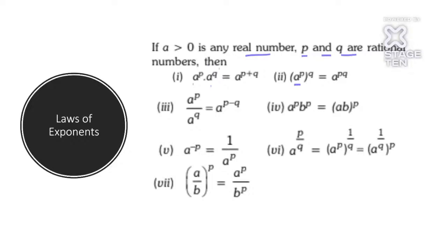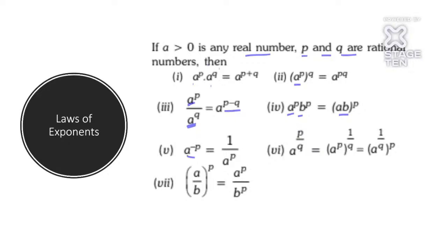Similarly, a raised to p whole raised to q. When I have a power, and above the power again one more power, the powers get multiplied. Secondly, a raised to p divided by a raised to q. Now division is happening. The base a is the same, so the power will get subtracted. Now a raised to p multiplied by b raised to p. The powers are the same here, so I'll take the power in common and write the base as a into b whole raised to p.